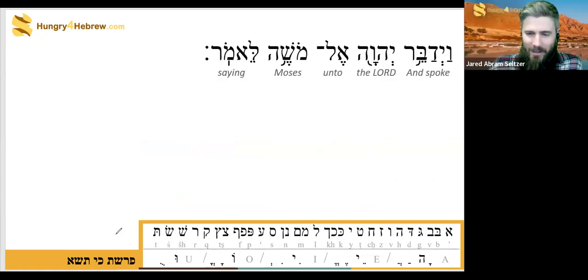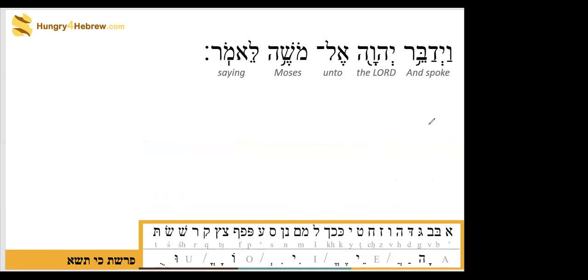Look at this itty bitty little verse. Does anyone want to read this itty bitty little verse? I'm out of the kitchen now, so I'll go for it.